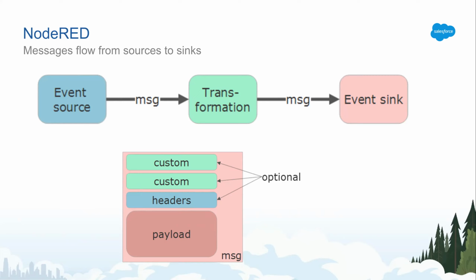Inside a message, there is typically a payload, some headers, and eventual custom objects. Since the whole thing is based on JSON, it is extremely flexible. The only convention is that it is always a message object. This is how NodeRED works. And the convention is that it has to have a payload that you interact with.